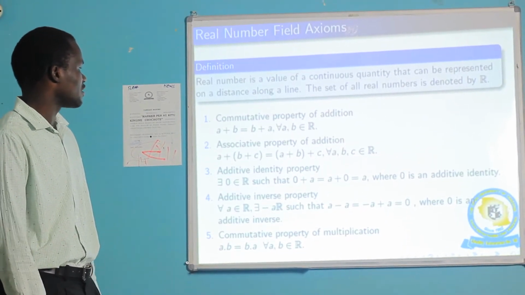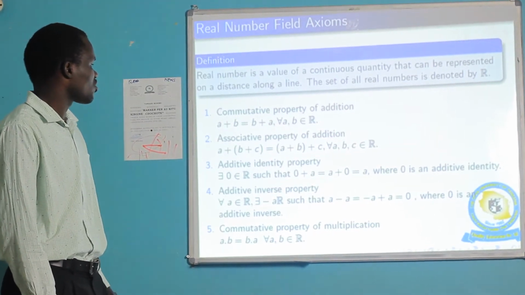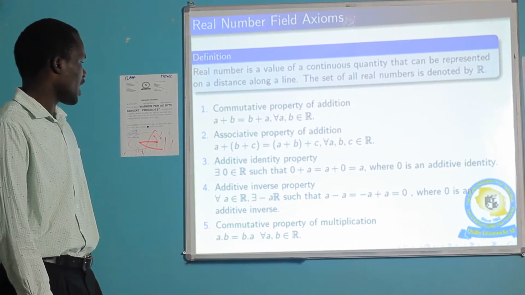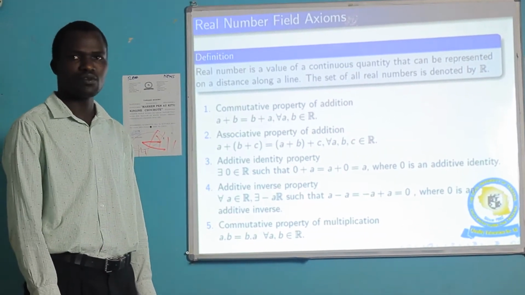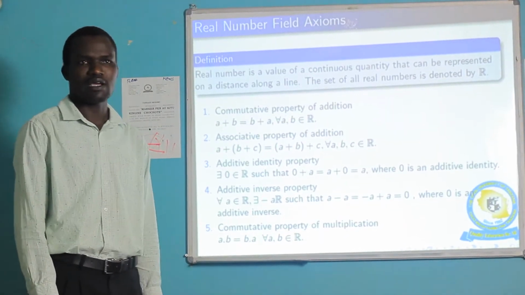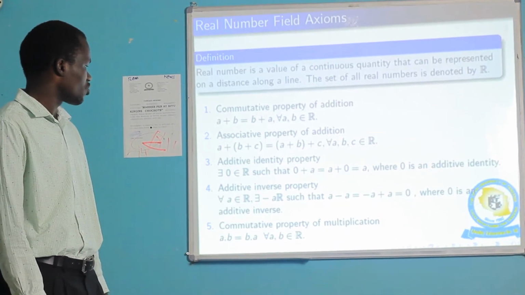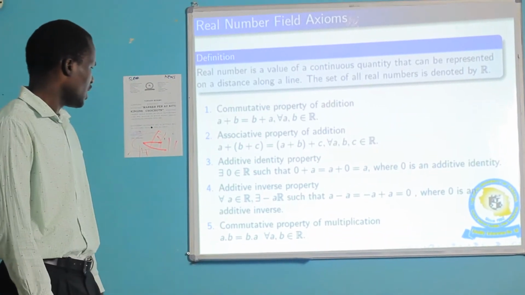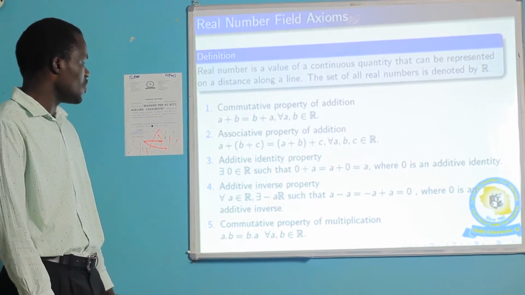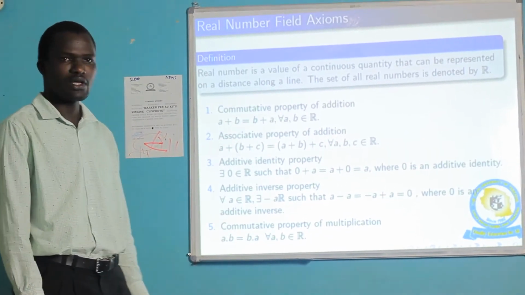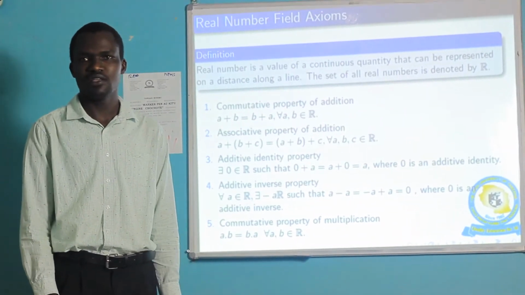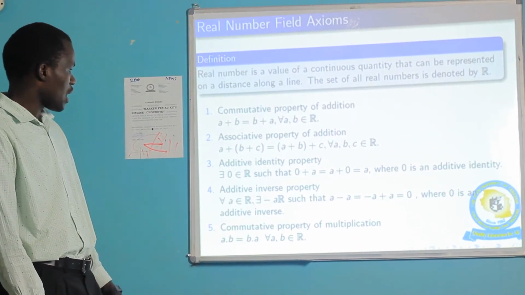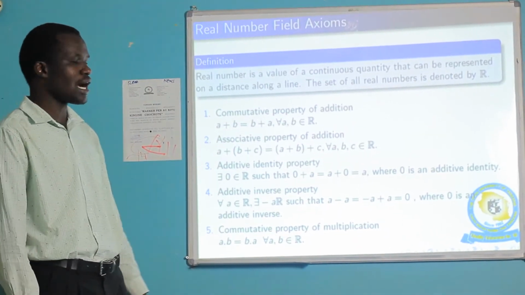The second one is the associative property, or associativity property, of addition. And the third one is the additive identity property, whereby 0 is the additive identity. It means every real number plus 0, you get that number. And also we have the additive inverse property. For example, if you have A, the negative of A is the additive inverse of A. The first 4 axioms are for addition.